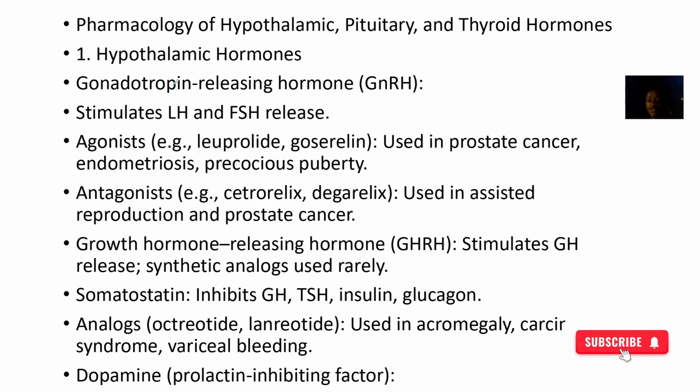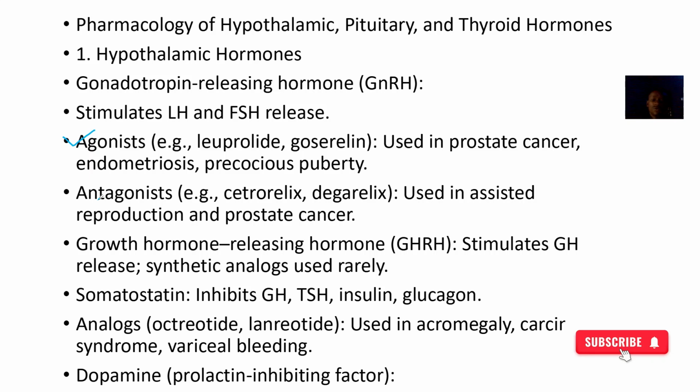So hypothalamic hormone now, we have the gonadotropin-releasing hormone. It stimulates luteinizing hormone and follicle-stimulating hormone. Okay, so it forms the basis to why some drugs are being produced. So we have some drugs that will actually make this gonadotropin-releasing hormone work more. We call them the agonists, like the leuprolide. We have the goserelin. We have the ones that will actually hinder its actions, like the cetrorelix. We have the degarelix.